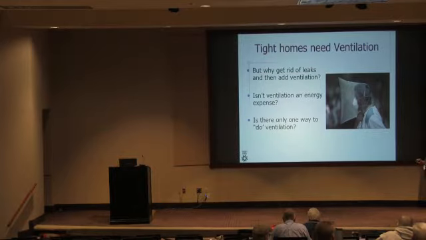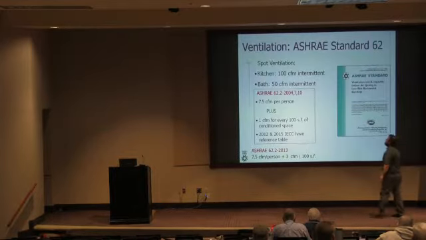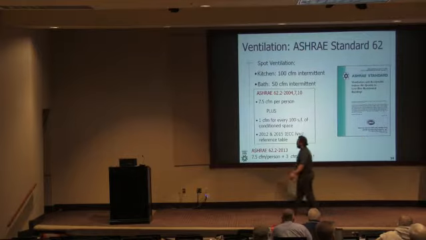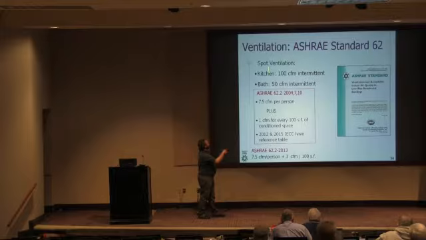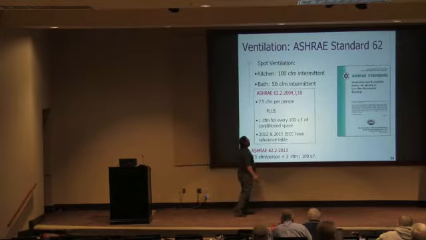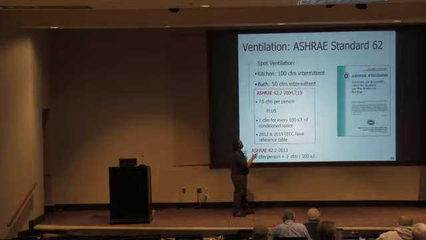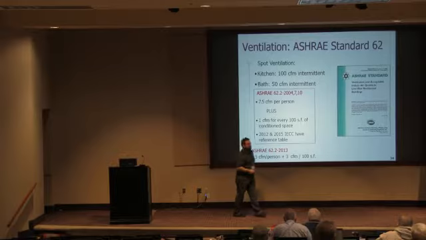It's the wild, wild west. All right, so ASHRAE 62 gives us some rules. It says kitchens, spot ventilation, minimum 100 CFM, can be done continuously or intermittently. Baths, well, I guess intermittent. Spot ventilation, minimum of 50 cubic feet per minute.